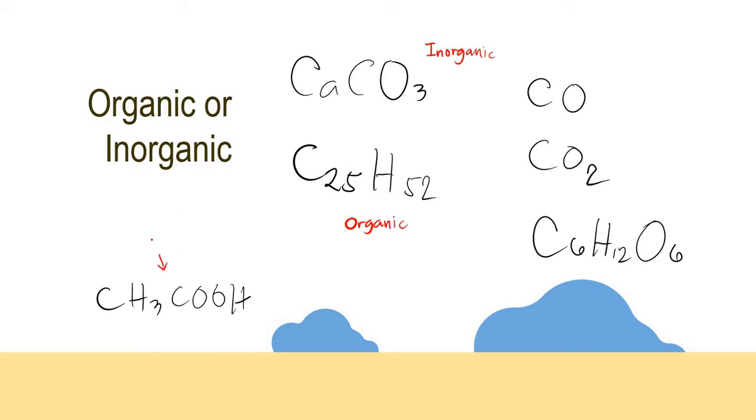This is organic. This one, carbon monoxide, it's inorganic. And carbon dioxide, also inorganic. And this glucose here, this is organic. Okay, so remember that the exceptions are those carbonates, the oxides. We also have sulfides, so you can read the previous handouts about the exceptions.